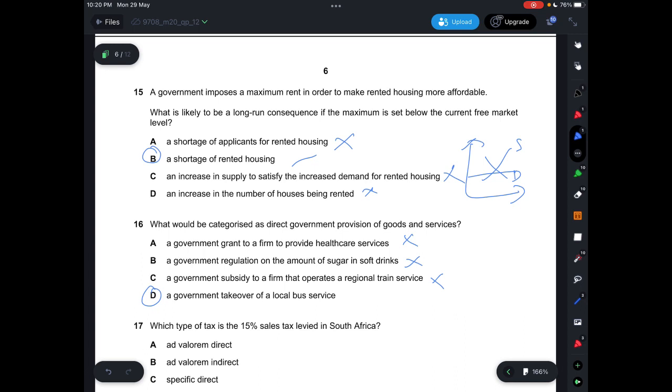So a government takeover of a local bus service means that the bus company would now be in the hands of the government. So the ones operating the bus service is the government, and then the government would be the one providing the bus service to people, right?